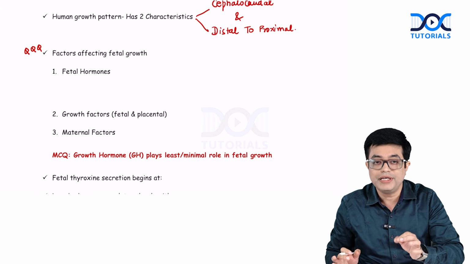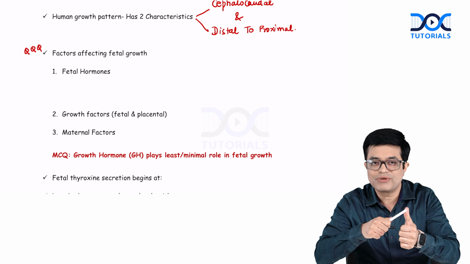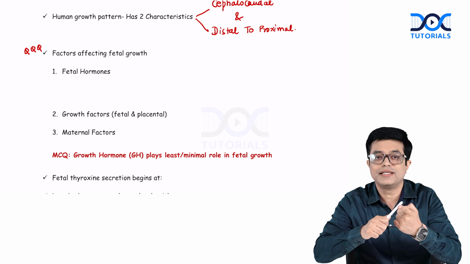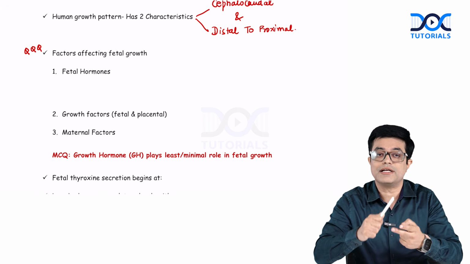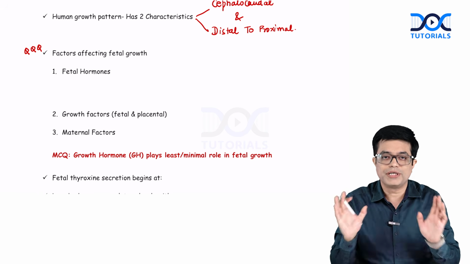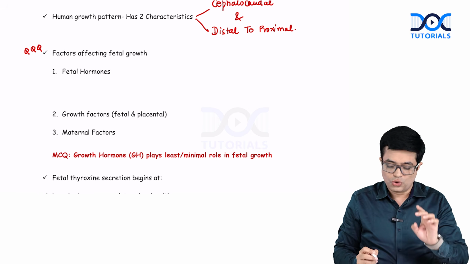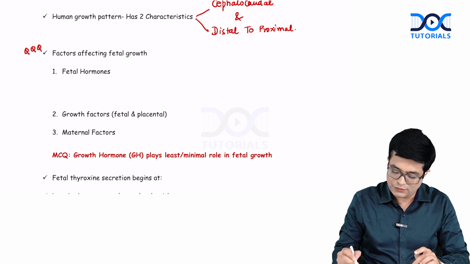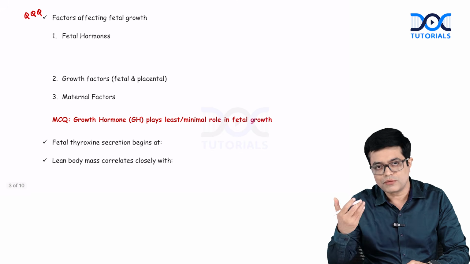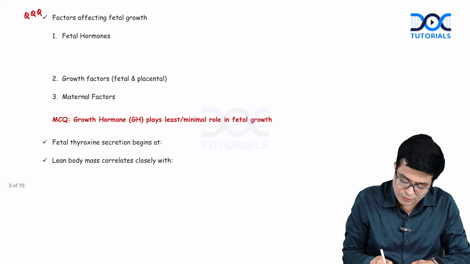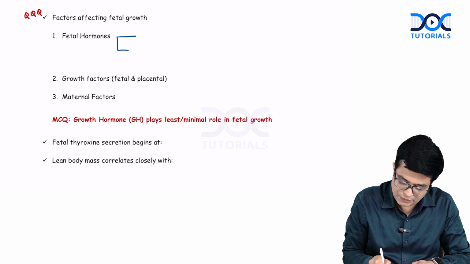3 Qs here mean it has been asked in FMG entrance, it has been asked in NEET PG entrance exam, and it has been asked in INICET entrance exam. So every competitive exam this has been asked. So what are the factors affecting fetal growth? First of all, fetal growth depends upon fetal hormones. So what are the fetal hormones which are relevant? There are 3 important fetal hormones you need to remember.